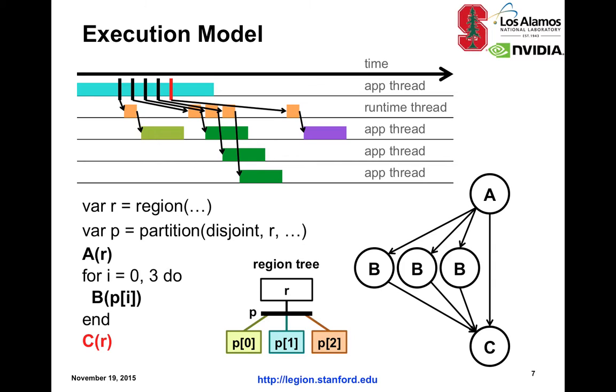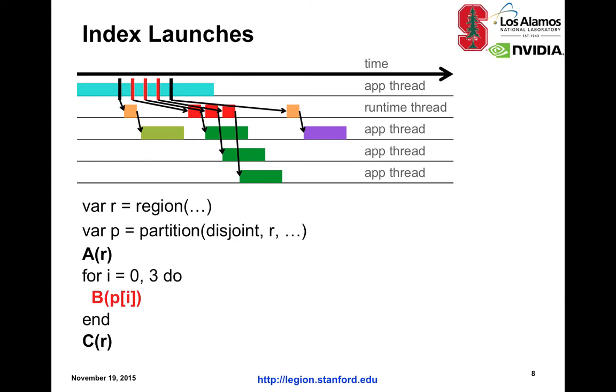Now, you'll notice that this graph has quite a bit of white space. And that's because in this original Legion program, I neglected to use several Legion features which turn out to be important for achieving performance. The first of those is index launches.